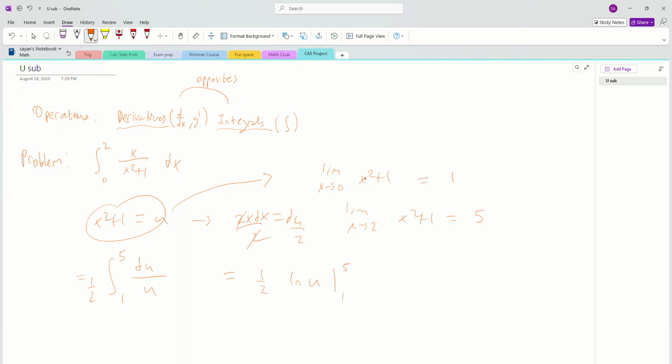This notation is called evaluated at. I'm just going to do brackets because it's easier. But if you do see that other notation, know that it's just the same thing. All it means is this: ln 5 minus ln 1. It's just the upper bound minus the lower bound, basically. We know ln 1 is 0. So the final answer is this. Or if you want to be cool, you can write it like that too.